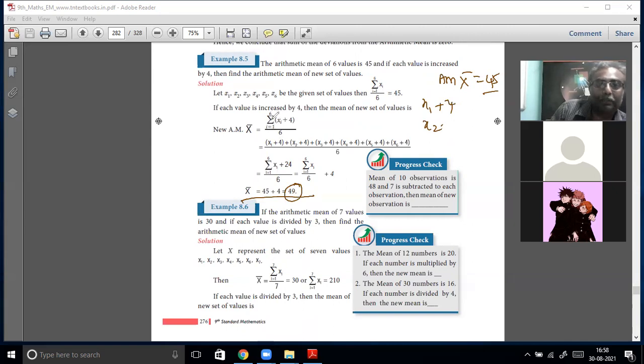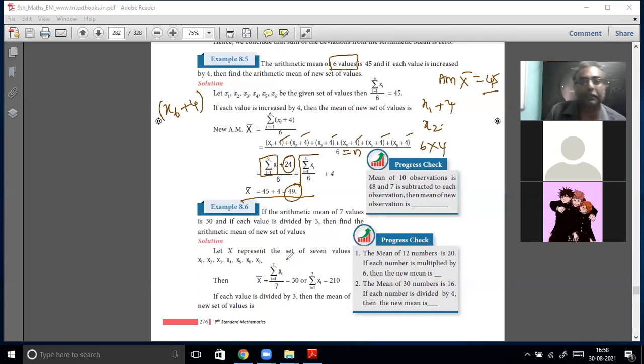Sigma i equal to 1 to 6 of (xi plus 4). Each one is increased by 4. That is x1 plus 4, x2 plus 4, x3 plus 4, x4 plus 4, x5 plus 4, x6 plus 4, because there are 6 values. Now you separate it: 4, 4, 4, 4, 4, 4. 6 into 4, which is 24, you take separately. And n is equal to 6. That is always there. Then sigma i equal to 1 to 6 of xi.